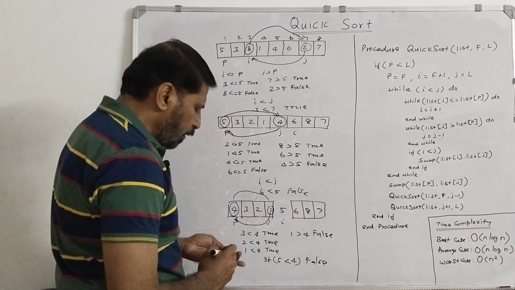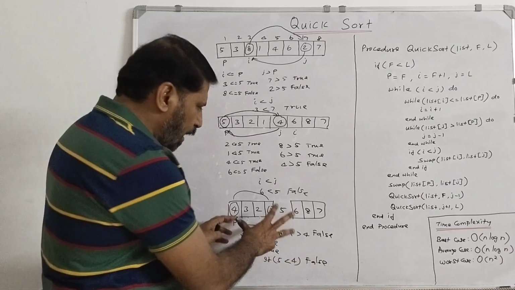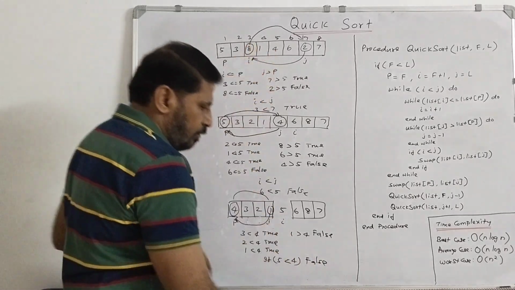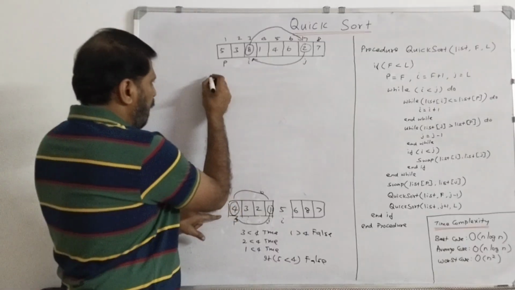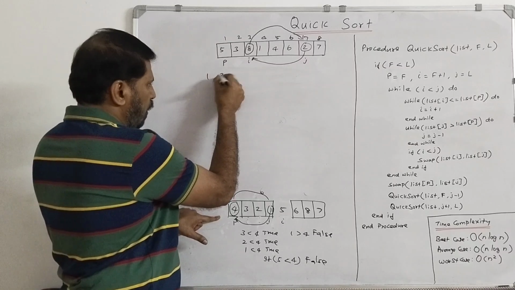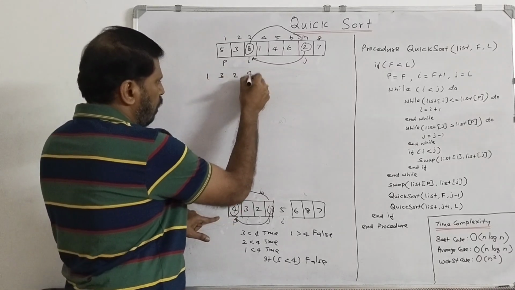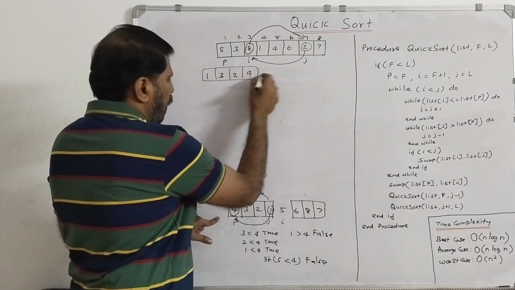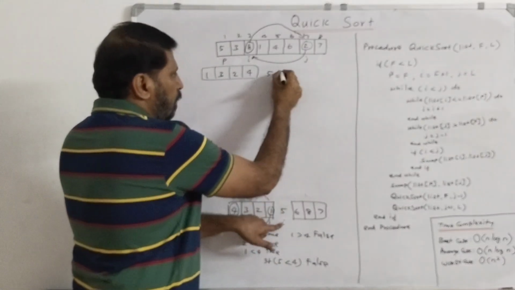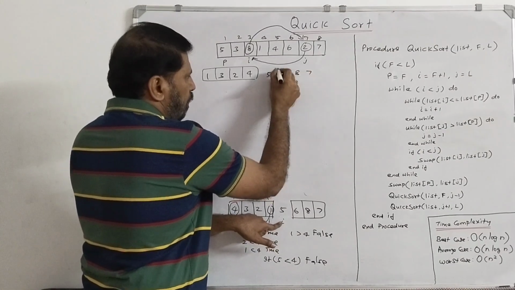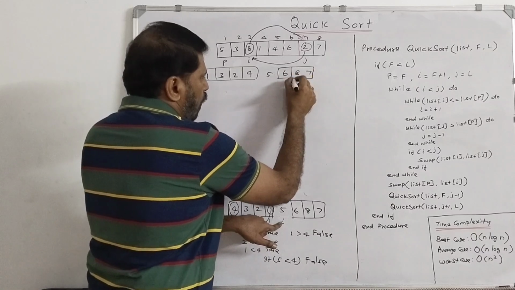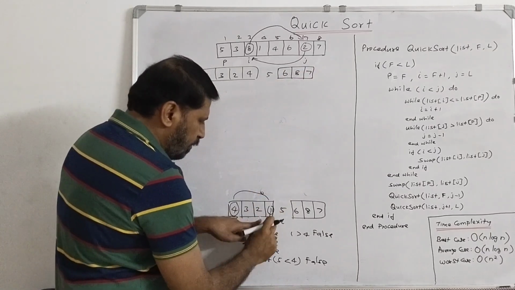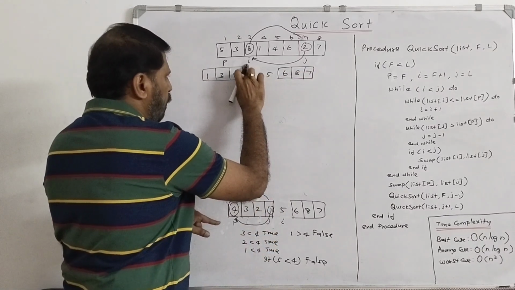Okay, just a minute, I'll write the same here. After interchanging, what is the value? It is 1, 3, 2, 4. So this is 1, 2, 3, 4, and 5 is already sorted, then 6, 8, 7. Now 4 is also sorted.